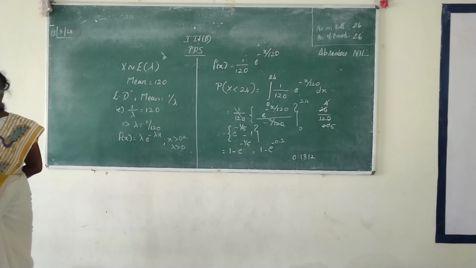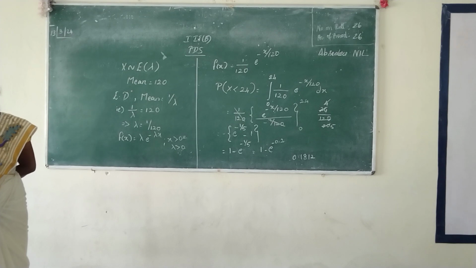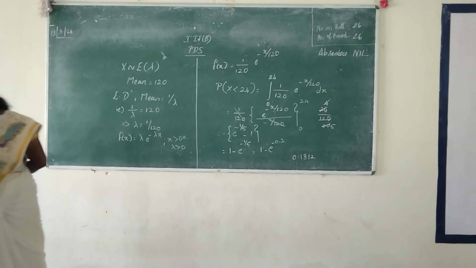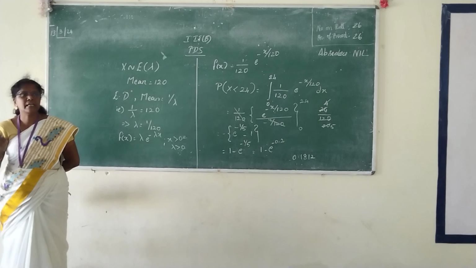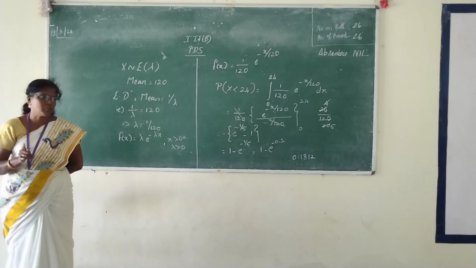At most means maximum, so less than or equal to. At most means less than. At least means greater. No confusions.